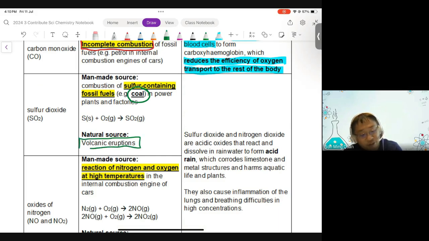Volcanic eruptions release sulfur dioxide into the air. This is because the volcanic lava actually contains quite a lot of sulfur. And at that high temperature, the sulfur can react with oxygen to form sulfur dioxide, which is released into the air when the volcanoes erupt.